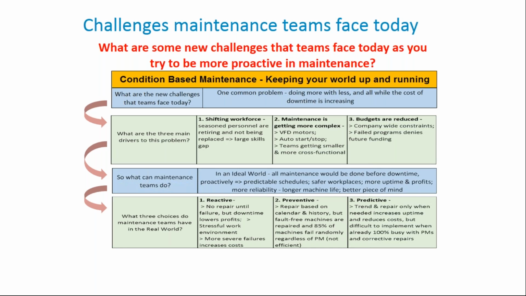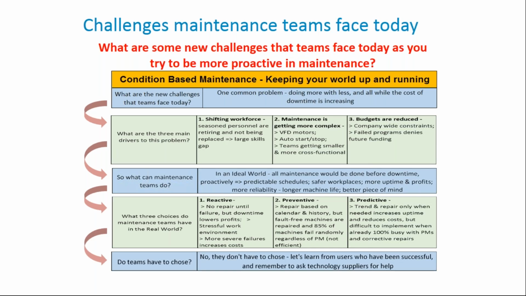So a lot of people have tried to go to a more predictive, condition-based maintenance, where we trend and repair machines only when needed, which again is a great idea, but how do you implement these programs when you're already too busy? Everybody has these same problems of how do we make things better when we don't have any time, we don't have any resources, and we have too many machines. So teams get to a point where they say, how do we choose between these three choices, which are all hard to do and hard to maintain?